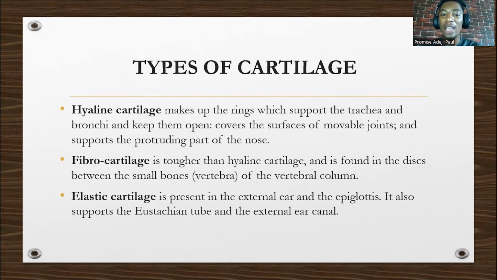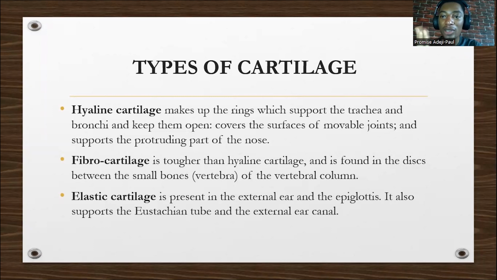And it also supports the bronchi and keeps them open. And take note, hyaline cartilage also covers the surface of movable joints. So those two joints that move against each other, I've already said it, there is cartilage in between them. And why is there cartilage in between them? To cushion the effect. So when bone glides on top of bone, it helps to cushion the shock and reduce friction. And the cartilage that's between bones is called what? Hyaline cartilage. And it also supports the protruding part of the nose. So this part of our nose is made of cartilage.